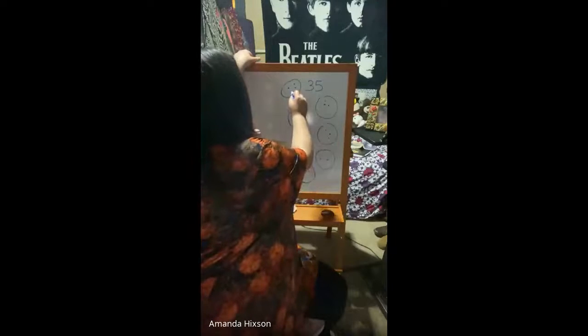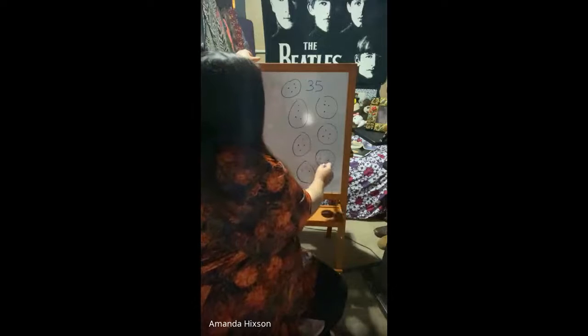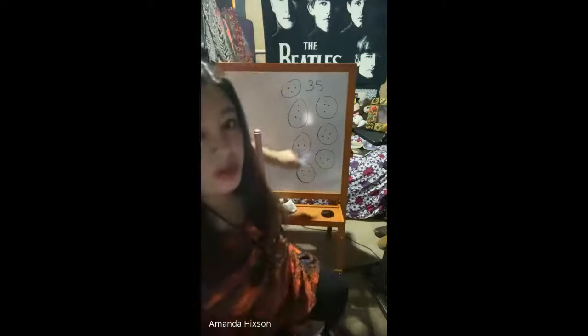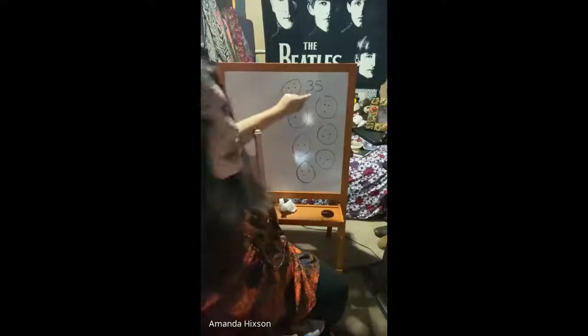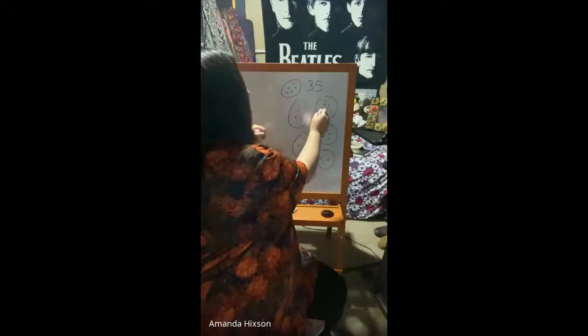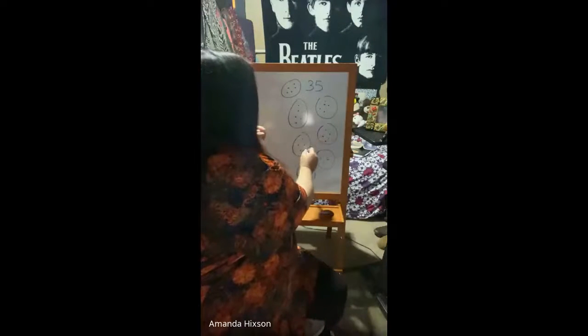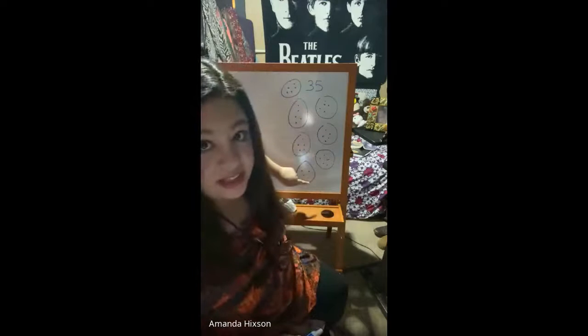That's still not enough. So you give another muffin to each friend. And if you count all those dots, it's 28 muffins you've given out. Still not enough. You have 35 muffins. So you give another muffin to each friend. And if you count all those dots, that's 35 muffins that you've given out.